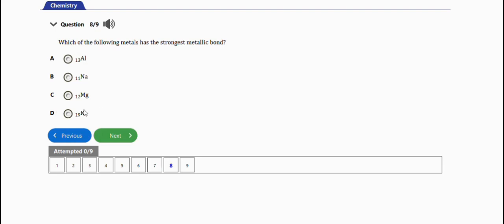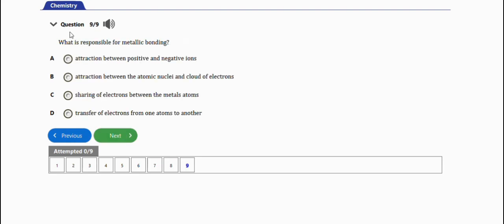The last question before I end this video is this one. It says what is responsible for metallic bond? I think I already answered this question. It will be attraction between the atomic nuclei and cloud of electrons. Okay, so this is responsible as well.